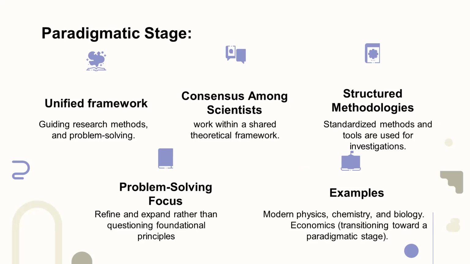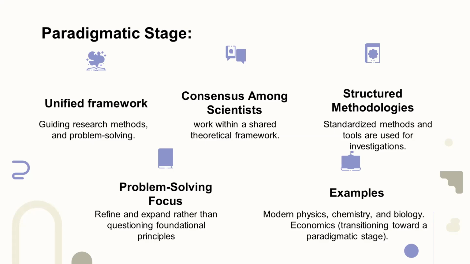In this slide, we can see some characteristics of the paradigmatic stage, which are in some ways the opposite of the pre-paradigmatic stage. In the pre-paradigmatic stage, there was no unified framework, but in the paradigmatic stage, there is a unified framework to guide research methods and problem solving. Then there is consensus among scientists, which means researchers work within a shared theoretical framework, which was absent in the pre-paradigmatic stage.